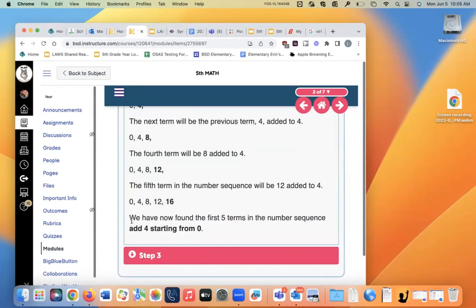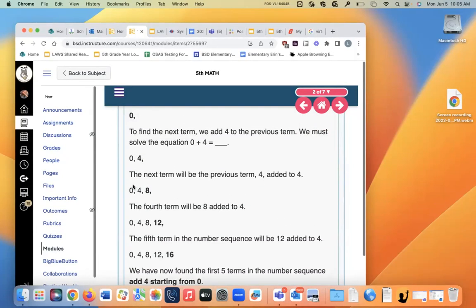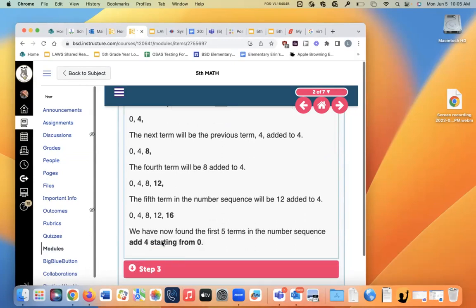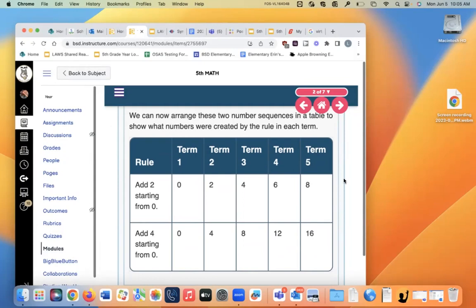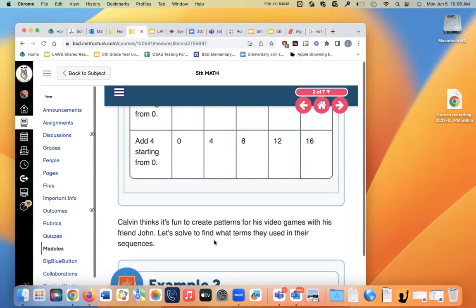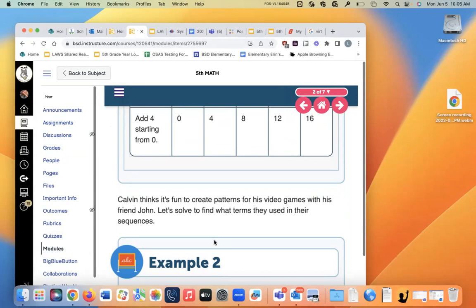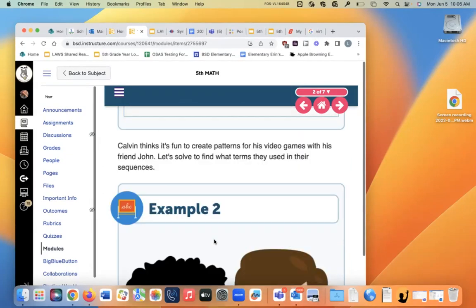Okay. Step 2, we needed to do it by 4s. 0, 4, 8, 12, 16. 1, 2, 3, 4, 5 terms. And then they created a chart to show the terms: the first, the second, the third, the fourth, the 5th number in the sequence. They're calling them terms. Calvin thinks it's fun to create patterns for video games with his friend John. Let's solve to find the terms they used in their sequences.